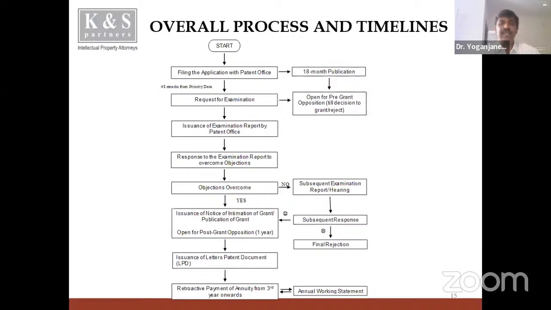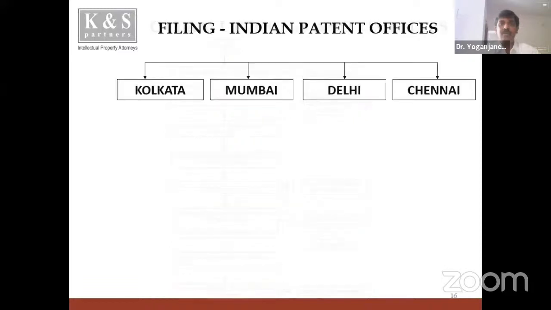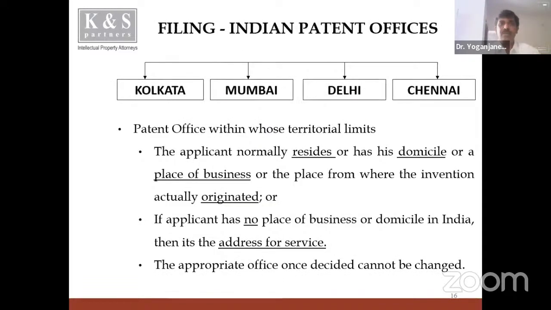So once the patent gets granted, then there is a need to make annual payment for the renewal of the patent maintenance by the Indian patents. So we have 4 Indian patent offices across India. One is in Kolkata, the second one is Mumbai, Delhi, and Chennai.